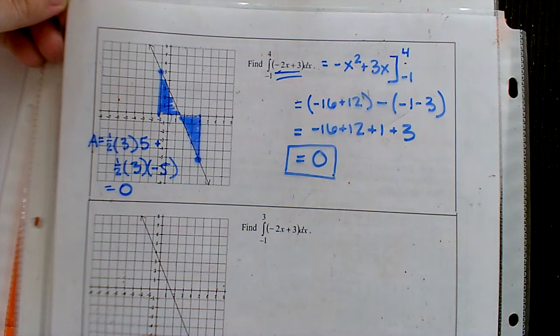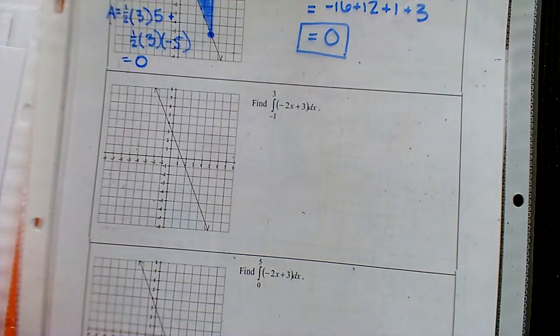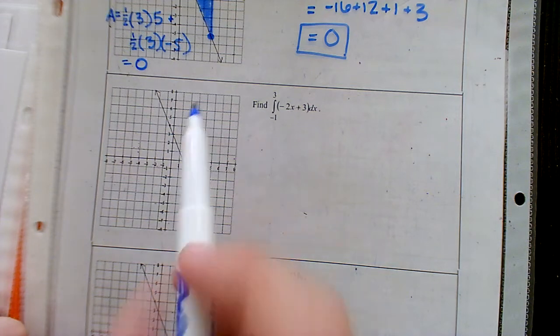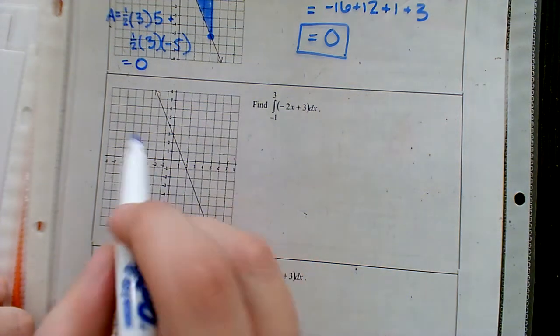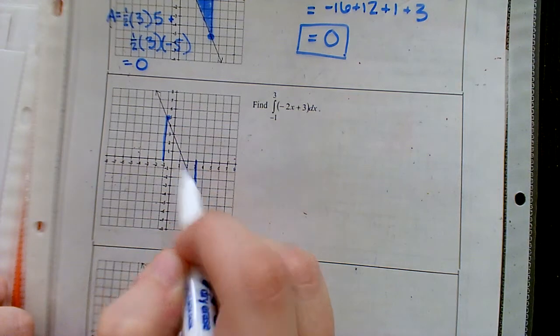You're doing okay? Do you guys think you can try the next one? Here, let's shade in the area together. We're going from -1 to 3.